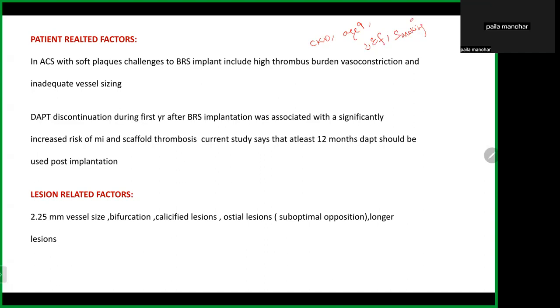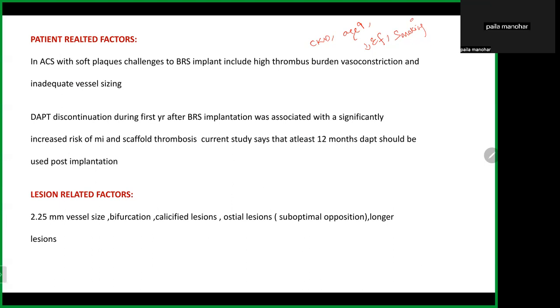Second, in acute coronary syndrome there is a soft plaque, and putting in bioresorbable scaffolds is too risky because of the high thrombus burden and vasoconstriction. Because of the vasoconstriction, vessel size mismatch will be more with scaffolds. They don't have the radial strength to expand along.